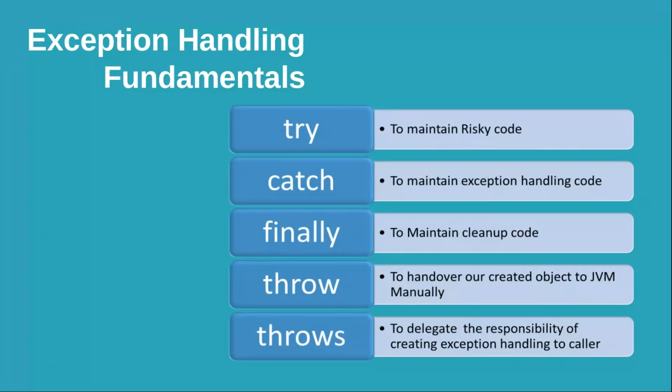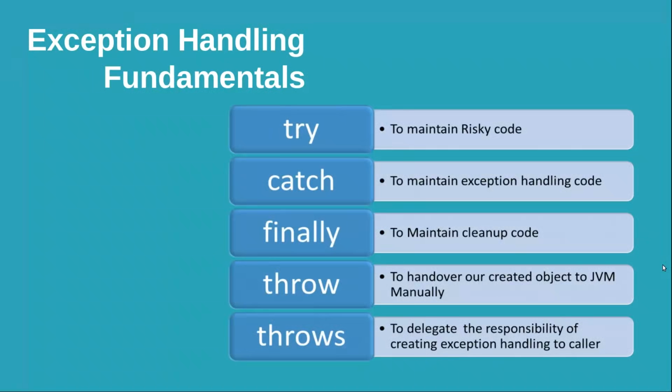Catch is the block to maintain exception handling code. That is, if an exception occurs, then that exception is caught inside the catch block. And then finally we come to the finally block. Try, catch, and finally work together. Try is the block where there's risky code or error code. If an error occurs, the exception is caught in the catch block, and whether an exception occurs or not, it comes to the finally block, and what's written in the finally block is executed. So to maintain the cleanup code, we use the finally block.